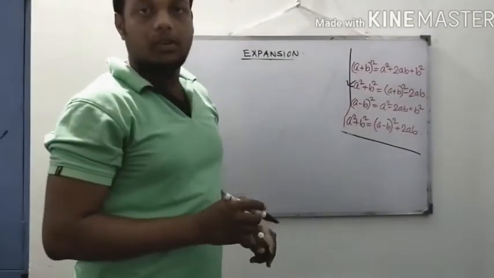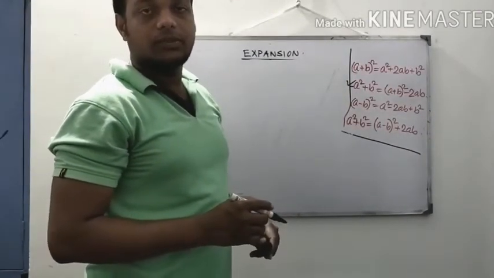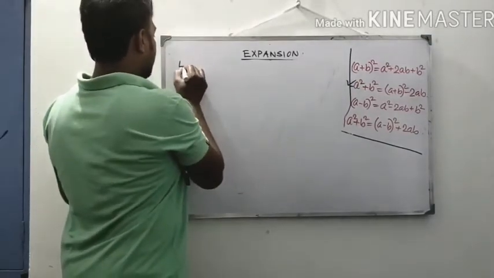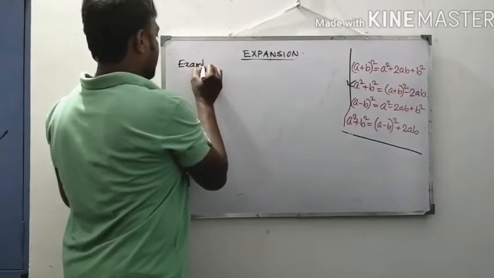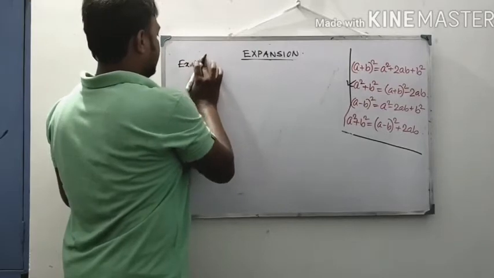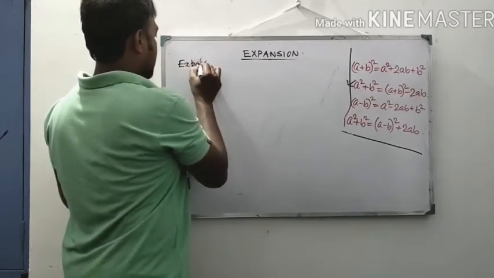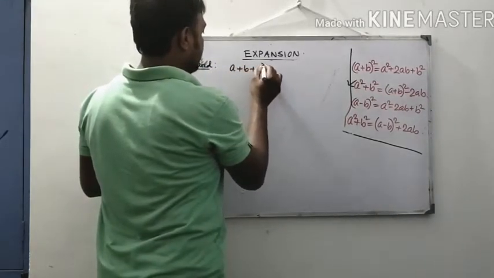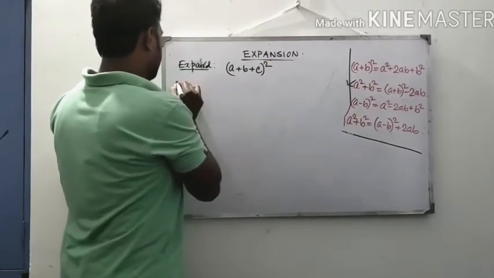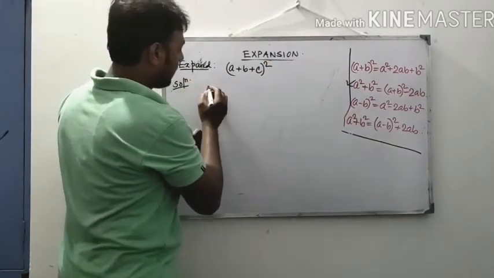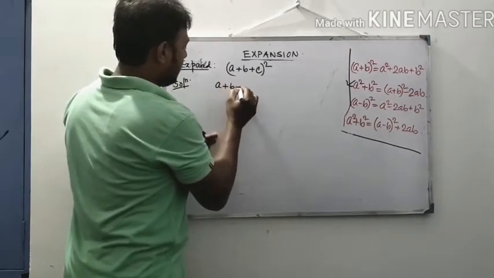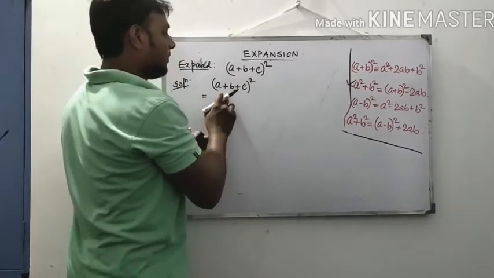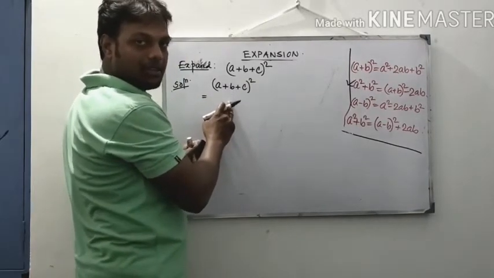Next, we have to simplify the value of a plus b plus c the whole square. That means expand it. This is the question: expand a plus b plus c whole square. The solution is: a plus b plus c whole square can be expanded by multiplying a plus b plus c into a plus b plus c.